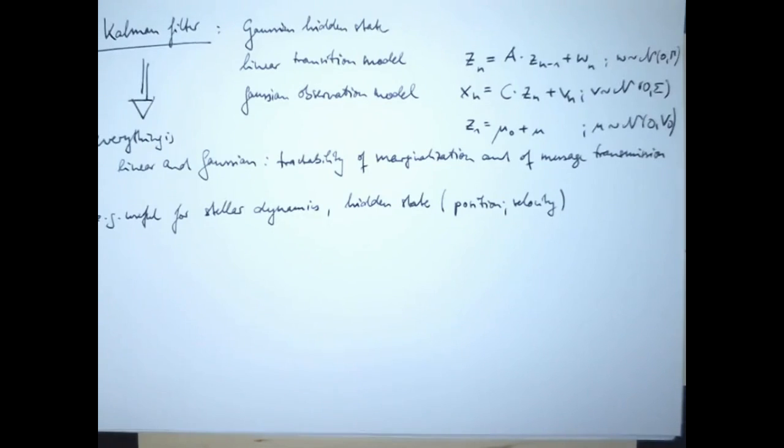You're asking about what if you have multiple planets? You need to increase your state space. So you need the position and velocity of all planets in the system.